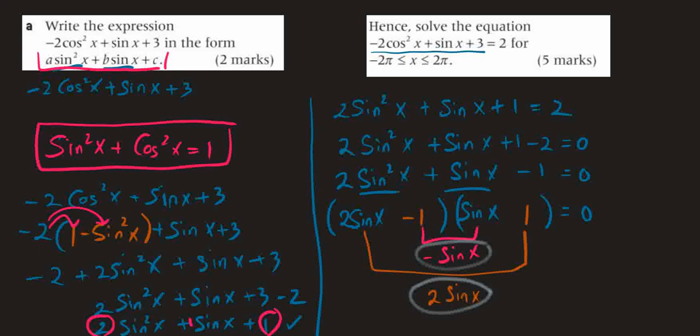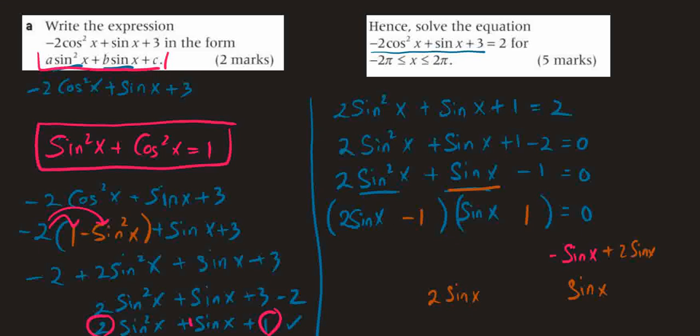Because minus sine x plus 2 sine x will give us sine x. So sine x is what we want. And so this is the correct factor. So this I put positive because negative 1 times positive 1 will give negative 1. So this is the correct factor. Then we just have to continue. If there's any question, please feel free to write in the comment section.